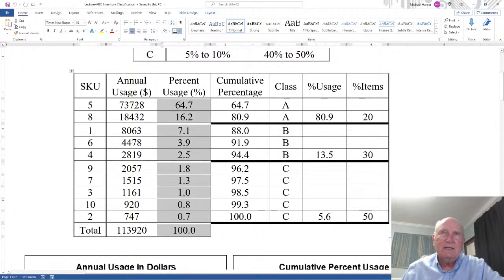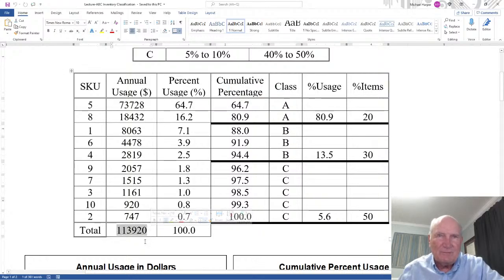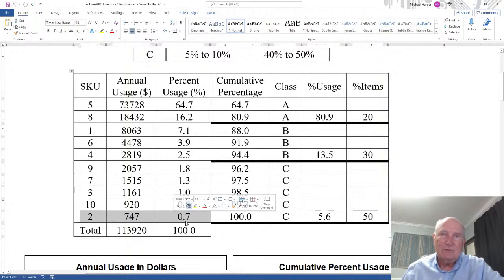You can see that 73,728 is 64.7% of 113,920. These are all in dollars. 18,432 is 16.2% of the total. And down here, SKU number 2, which is $747 turnover, was only 0.7% of the total.